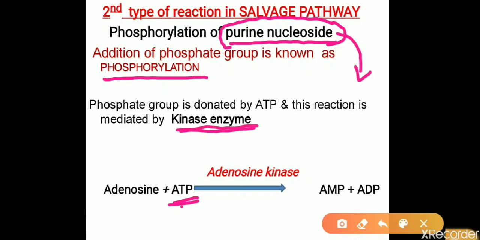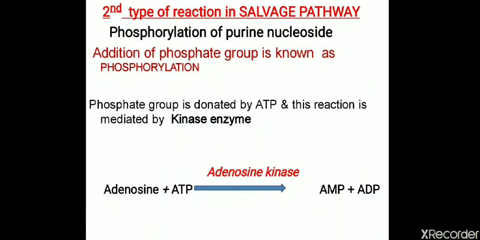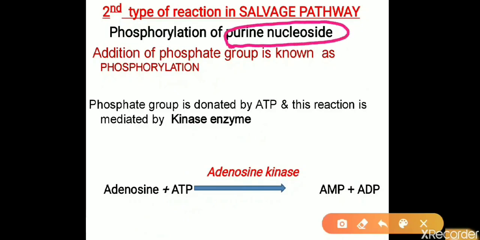So here adenosine is a purine nucleoside. So adenosine kinase enzyme catalyzes transfer of one phosphate group to the adenosine. So adenosine nucleoside is converted into their corresponding nucleotide, that is adenosine monophosphate, and ATP by donating their phosphate group is converted into ADP. So that is the second reaction in salvage pathway. So here a purine nucleotide is synthesized from a purine nucleoside, and the reaction is phosphorylation reaction.